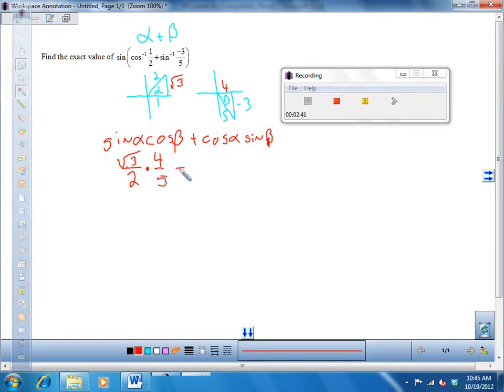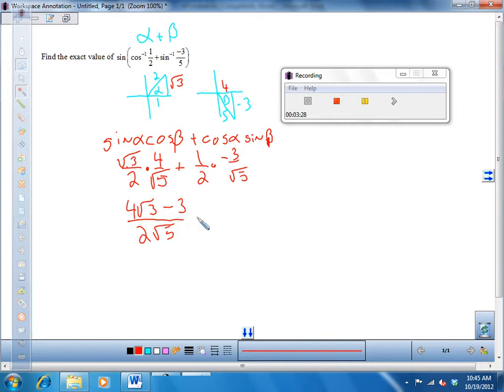And the cosine of alpha would be 1/2. That's given to you in the starter, you could just look at the picture. And the sine of beta, this is angle beta, would be -3/5. And then you just multiply those out. So over here, you simplify this, you get 4√3 minus 3, because it's plus 1/2 times -3/5. And the common denominator is going to be 2 times 5, or 10. You can leave it like that, that would be fine.